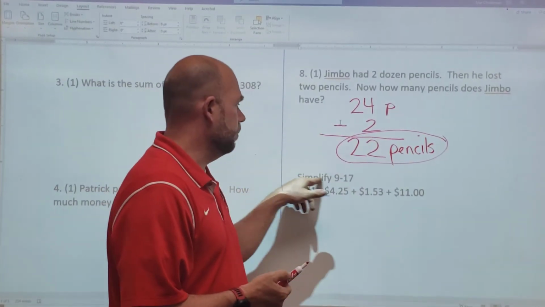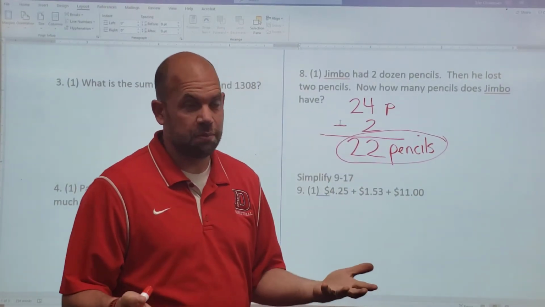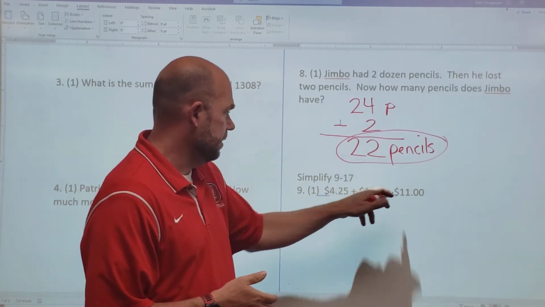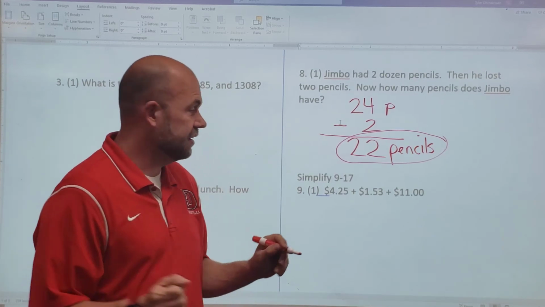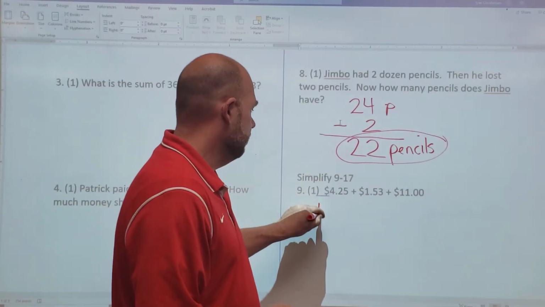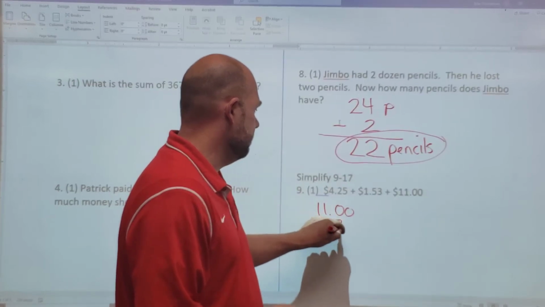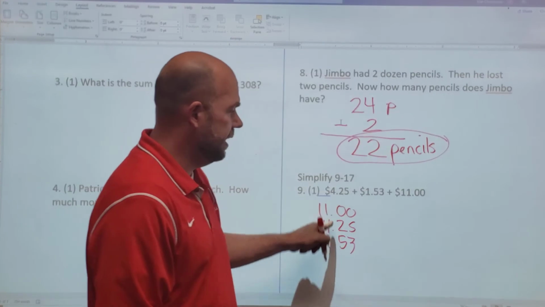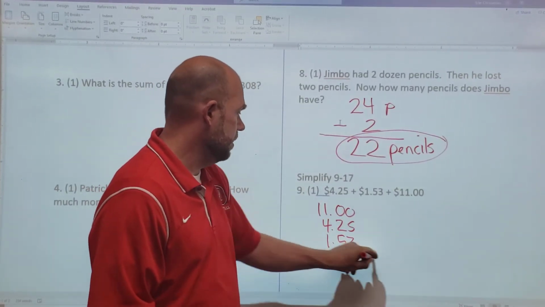For the next several problems, we're going to simplify. Simplify is just code for solve the problem. And so to simplify, we're simply on this one going to add. So it's $4.25 plus $1.53 plus $11. Again, I like to put the biggest number on top. So I'll just do 11 plus 4.25 plus 1.53. See how I've lined up the decimals? That's going to help me keep my columns straight when I add.